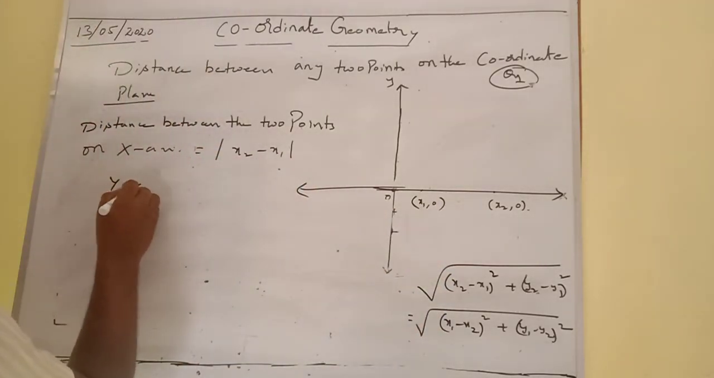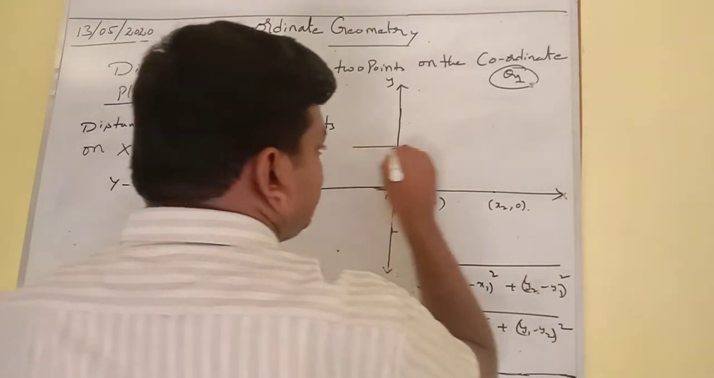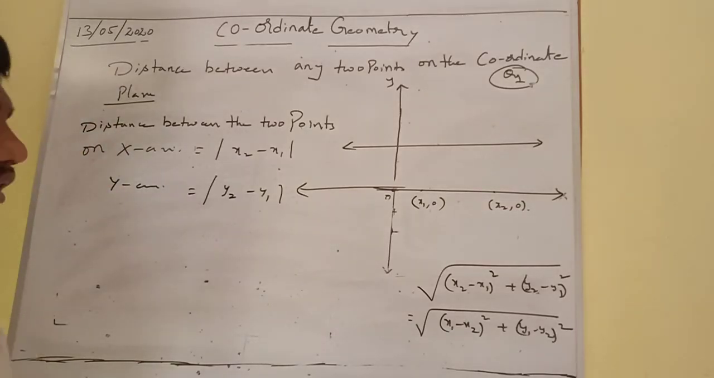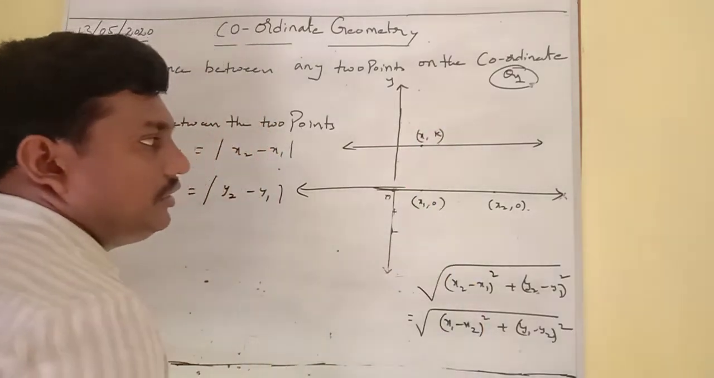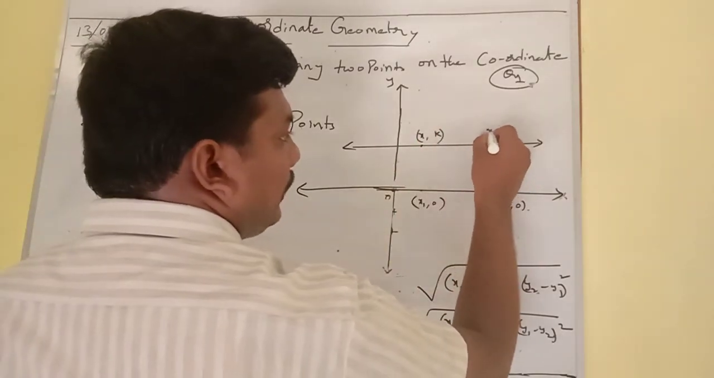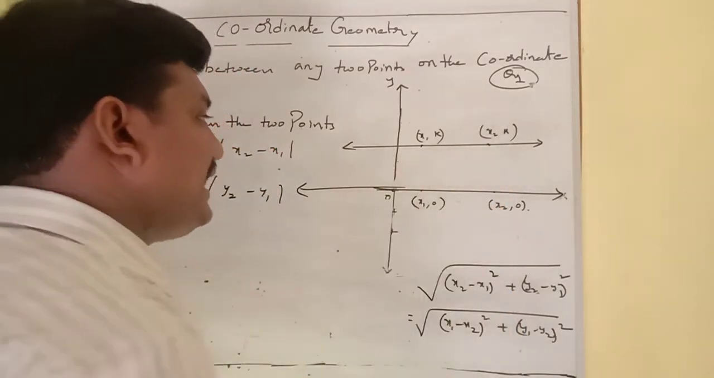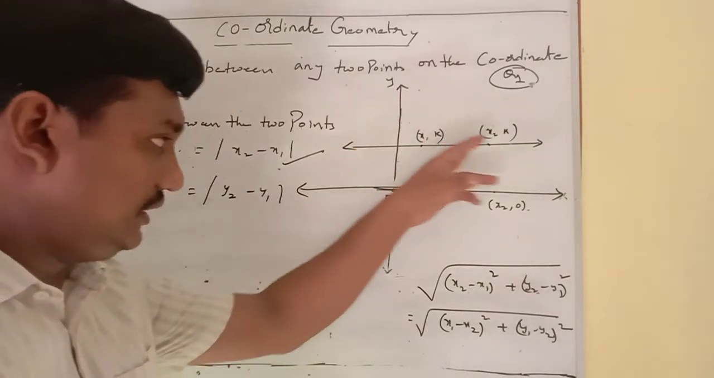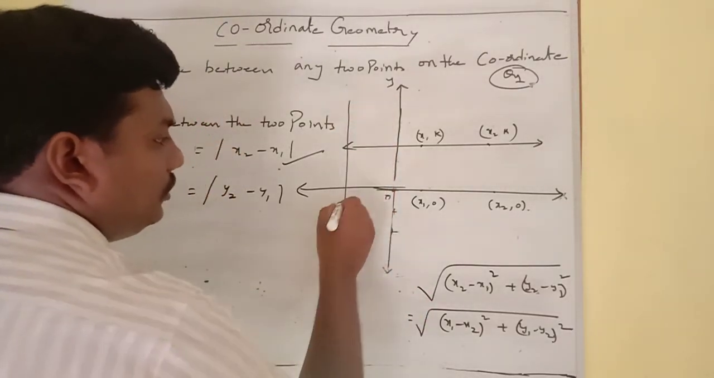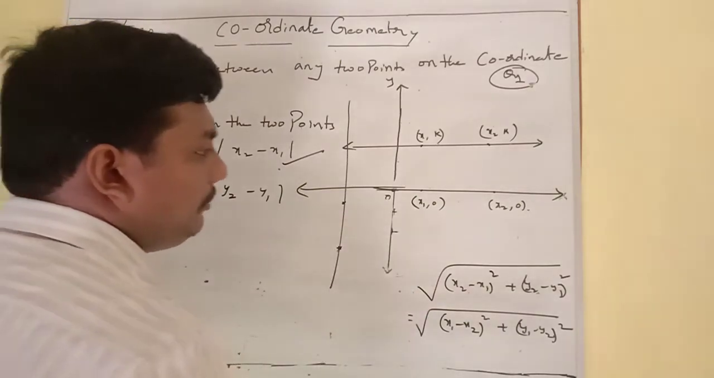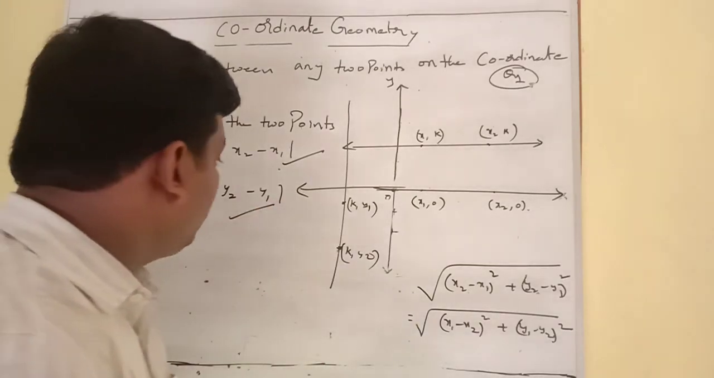Then coming to the y-axis, it is the modulus of y2 minus y1. Not only the x-axis and y-axis, suppose any 2 points are parallel to the x-axis. Parallel to the x-axis, y is constant, so the points are x1 comma k and x2 comma k. The distance between any 2 points lying parallel to the x-axis has the same formula, modulus of x2 minus x1, because k minus k is 0. In the same way, for any two points parallel to the y-axis, x is equal to k, so the points are k comma y1 and k comma y2. So the distance is y2 minus y1.